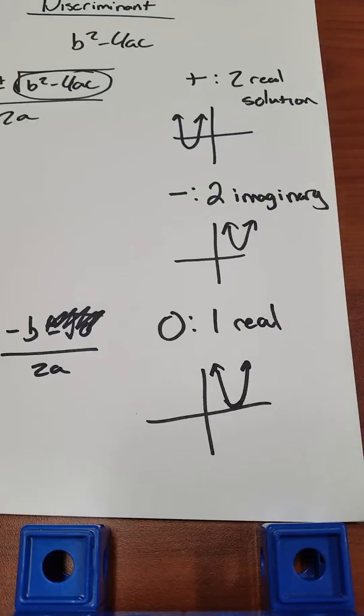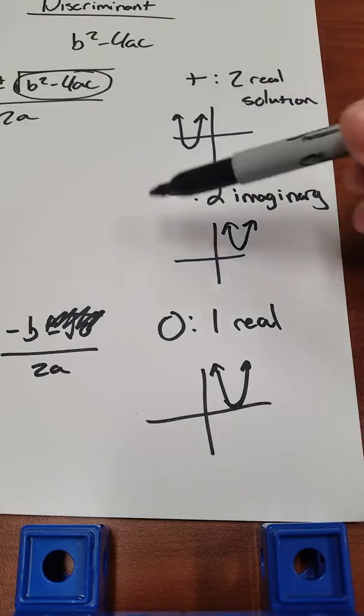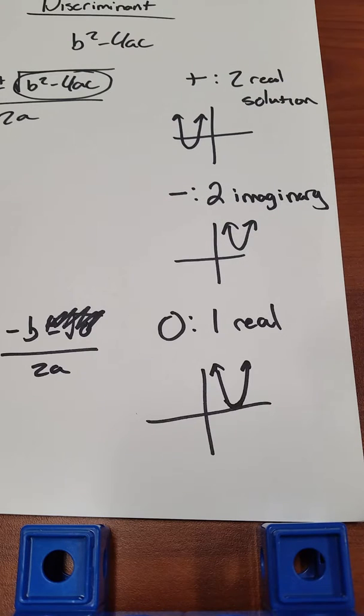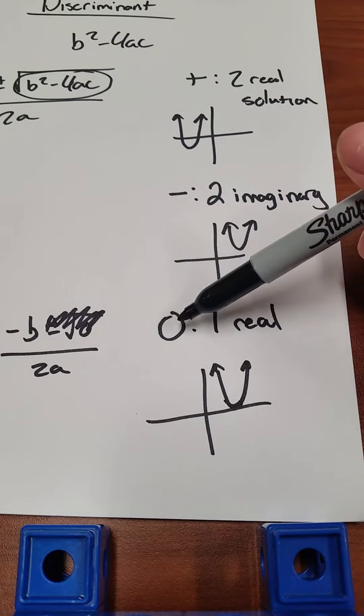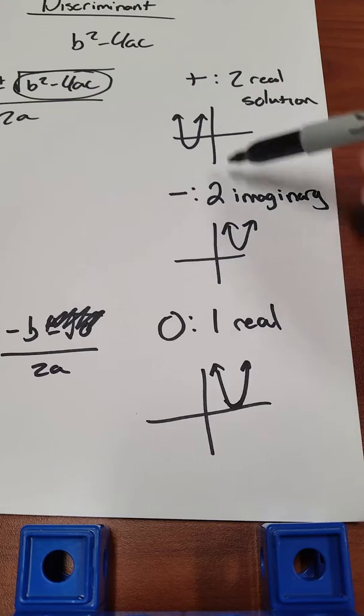These are all the situations in which you get it. If it's a positive number, you have two real solutions. If it's negative, then you have two imaginary solutions. If the discriminant is 0, then you have one real solution. These are the graphs associated with each one of these.